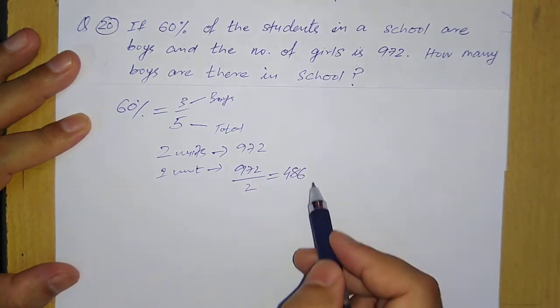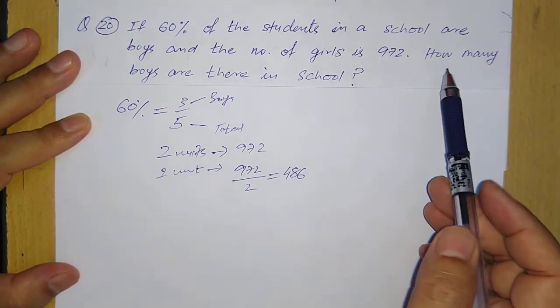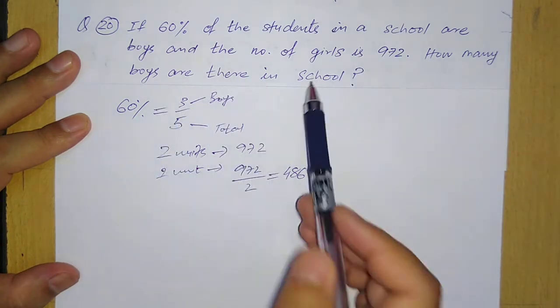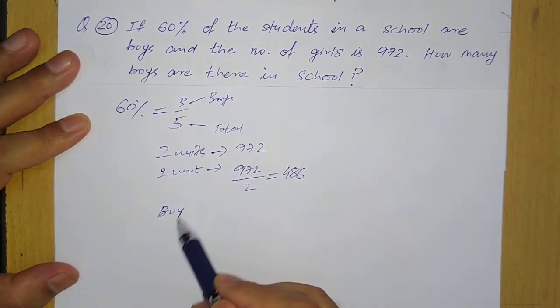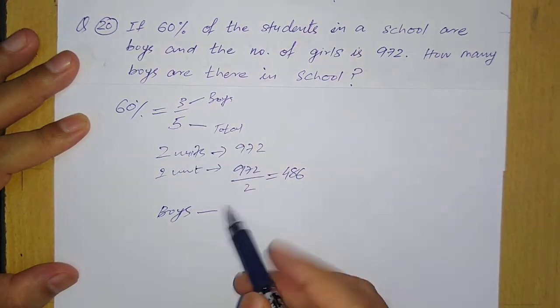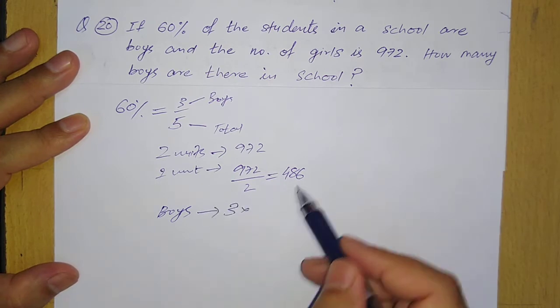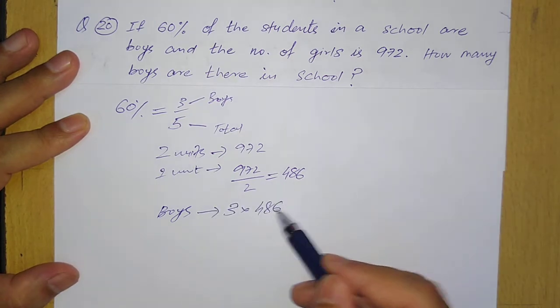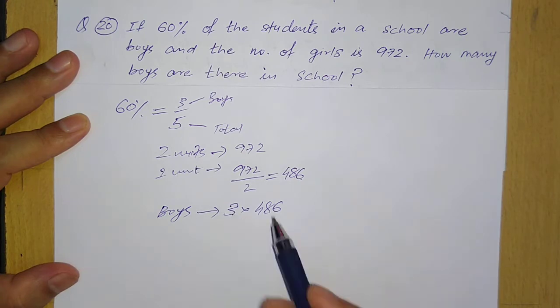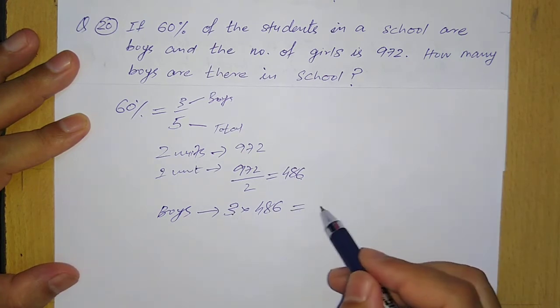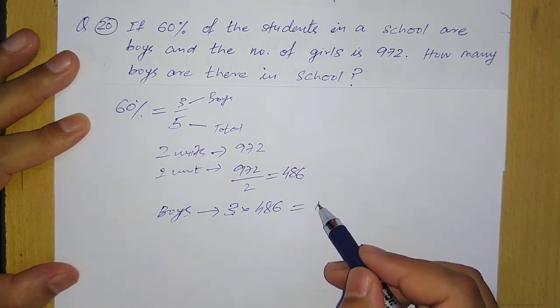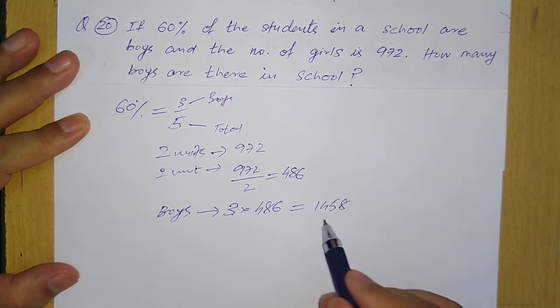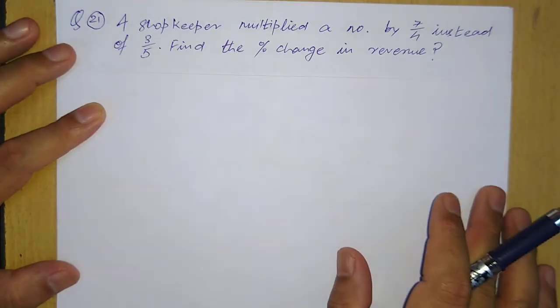972 divided by 2 will give us 486. Alright, so in this question we need to find how many boys are there in school. Boys is 3 units. So 3 into 486. 1 unit represents 486, so 3 units will represent 3 into 486. This will give us 1458 as our answer.